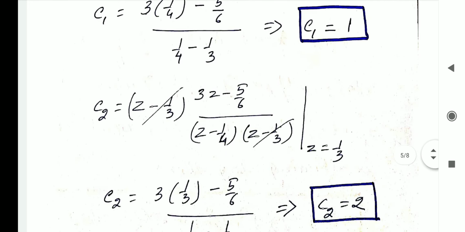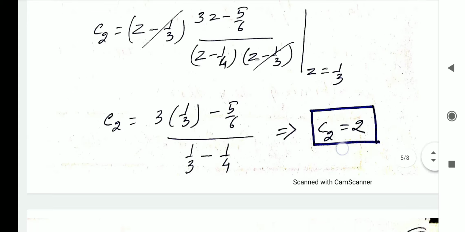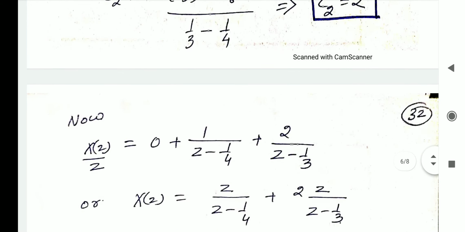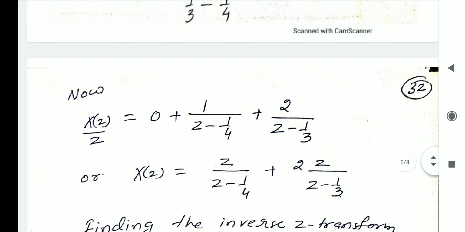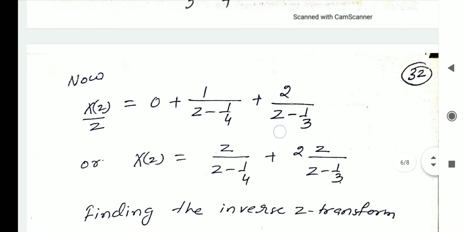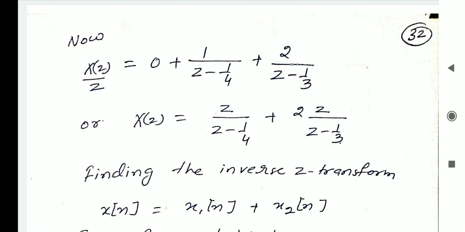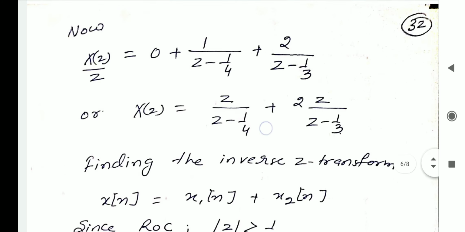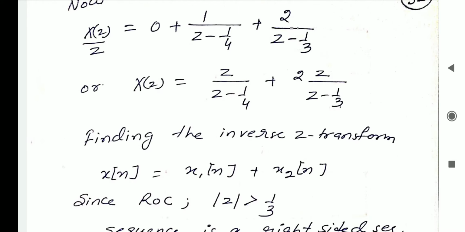Similarly, we can even obtain the value of C2. By just putting in the same formula of Ck, we will get C2 as 2. Now, we have got X(z)/z. The C0 value is 0. C1 is 1, so 1/(z minus 1/4). C2 value is 2, so 2/(z minus 1/3). So this can be further written as, by taking the z to the numerator on the right side, X(z) is z/(z minus 1/4) plus 2 times z/(z minus 1/3).